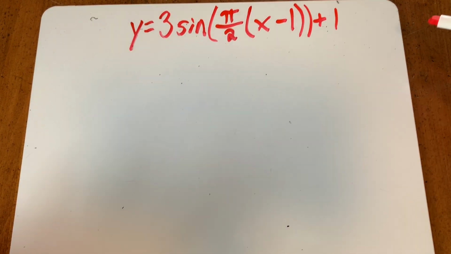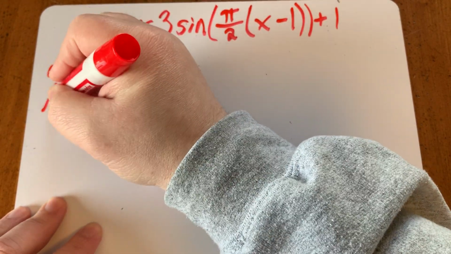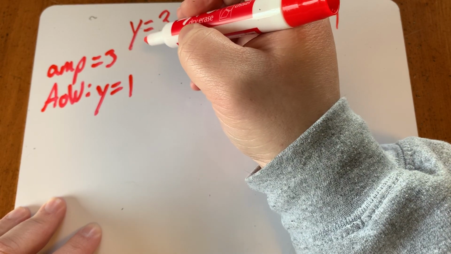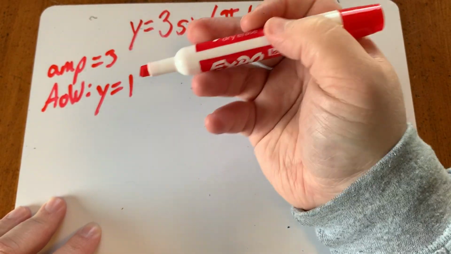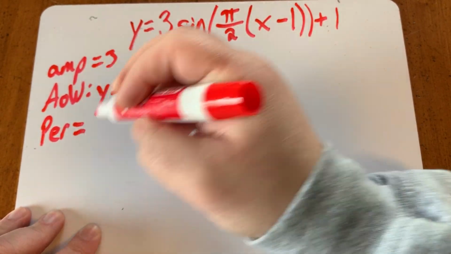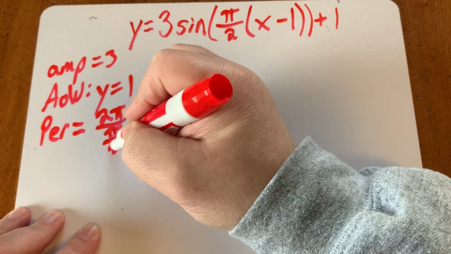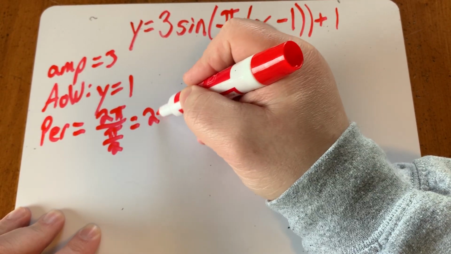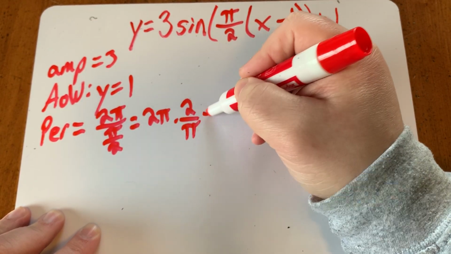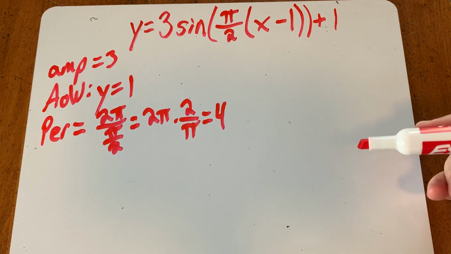So everything from before is the same. The amplitude is a, so the amplitude's 3. The axis of the wave is y equals k, so y equals 1. So that means our maximums will be at 4, our minimums will be at -2. And our period is 2 pi over pi over 2. So that's 2 pi, and dividing by a fraction is the same as multiplying by the reciprocal. The pi's divide off, leaving us with 4. So our period is 4. So it repeats itself every 4.